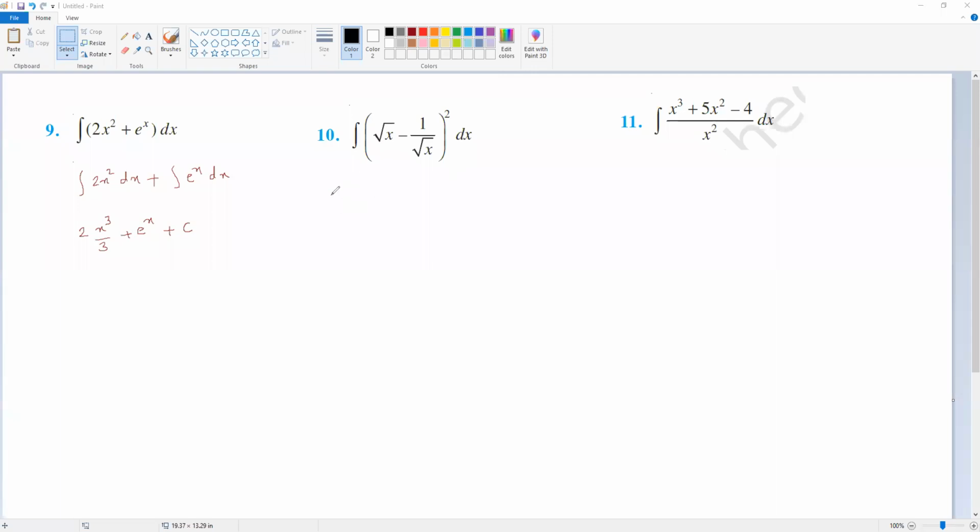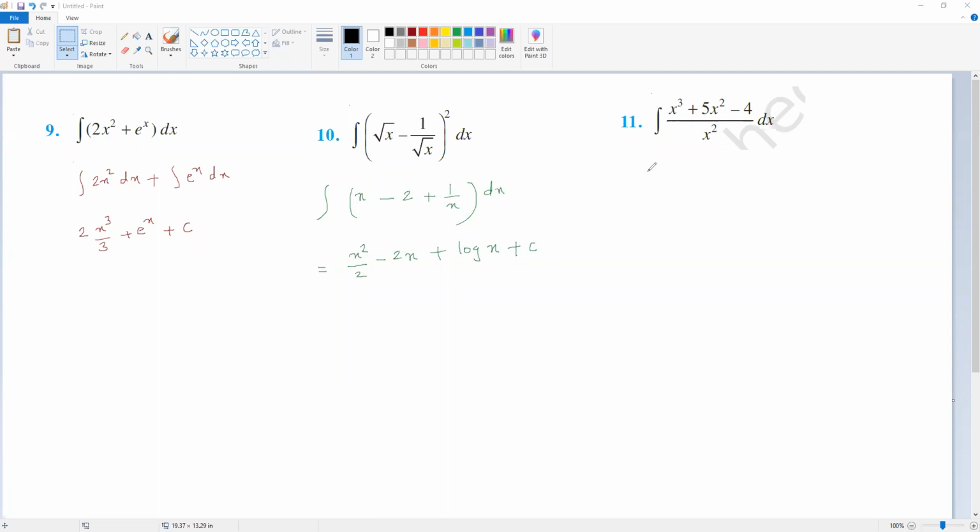Next one, it is root x minus 1 by root x, the whole square. So it is a square, so x, minus 2 into a into b, so 2 into root x into 1 by root x, root x will cancel, plus b square, 1 by x. So when we expand, you will get it like this. Now, in which step can we do this? Integral of a difference or integral of a sum is a sum of the integrals. So integral of x, x square by 2, minus 2 constant. 2 is a constant, then there is a 1. Integral of 1 is x, plus integral of 1 by x, it is log x, because derivative of log x is 1 by x. So it is log x plus constant of integration.